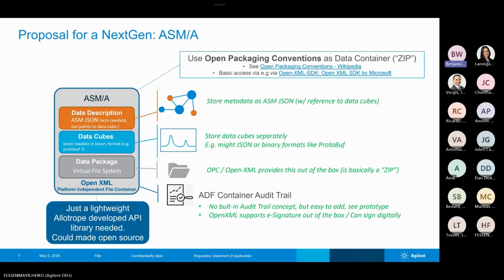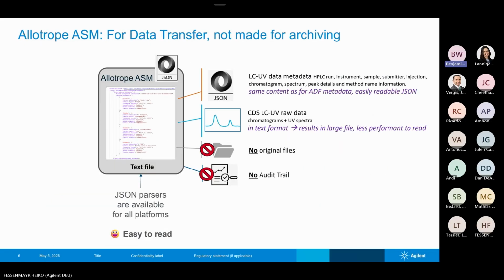So the idea was, when you look at the ADF ASM today, this is based on JSON. What's not ideal is that the raw data is in text format, so it results in large files, especially when you're going to mass spectrometry. You cannot put original files into it, and there is no audit trail. But it's ideal for transferring, not really for archiving.